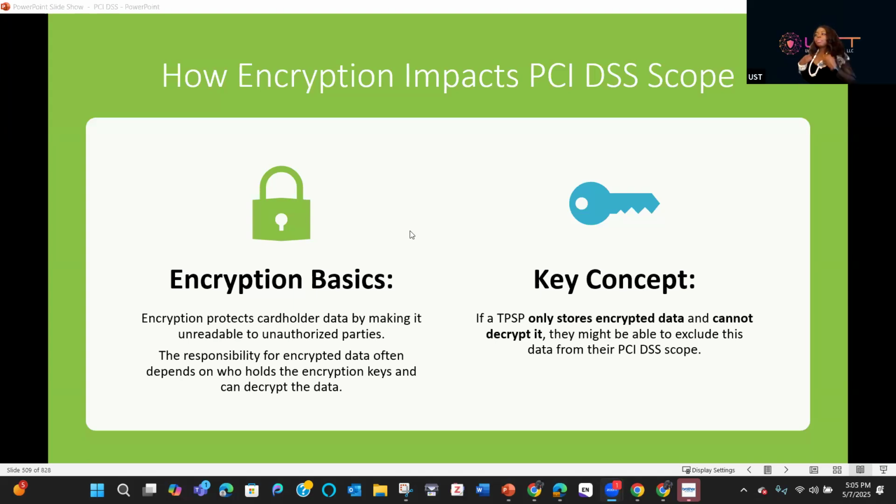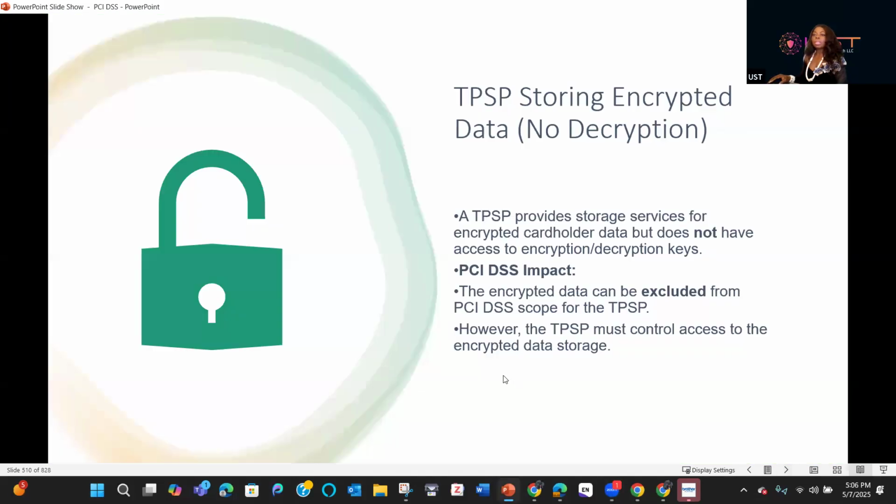Now, encryption protects cardholder data by making it unreadable to unauthorized parties. The responsibility for encrypted data often depends on who holds the encryption keys, as well as who can decrypt the data. But if a third-party service provider only stores encrypted data and cannot decrypt it, they might be able to exclude this data from PCI DSS scope, but they might also need to implement certain controls, like access control or physical security controls, as we've mentioned earlier.